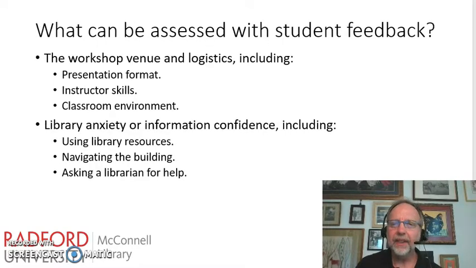So what can be assessed with student feedback? Well, the workshop venue and logistics, for example, including things like presentation format, instructor skills, and classroom environment. You can also look at things like library anxiety or information confidence, including things like using library resources, navigating the building, and asking a librarian for help.